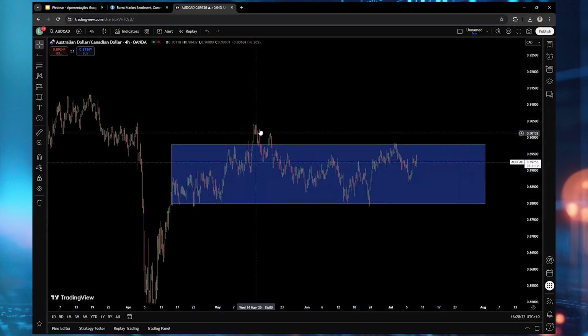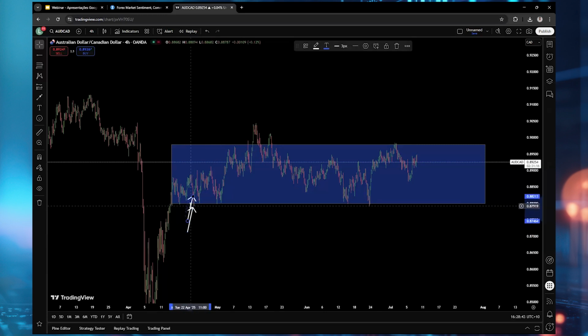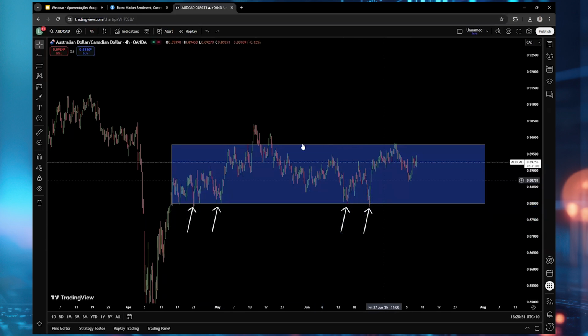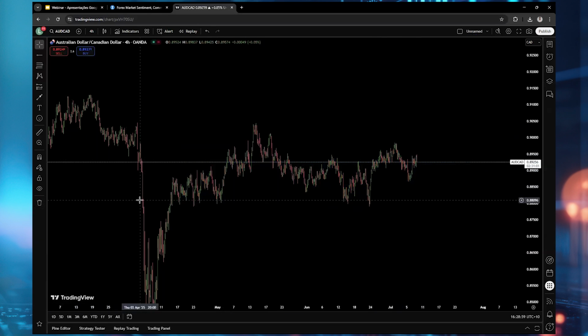We did try to break, but the market couldn't sustain the break and came back inside the consolidation. Now we are trading on the highs of the consolidation. Right here are the lows, and we can see another low, and then another low and another low. On the top we have a few highs, and we are trading above the 50% of that consolidation. So that's great. It lines up with short positions.